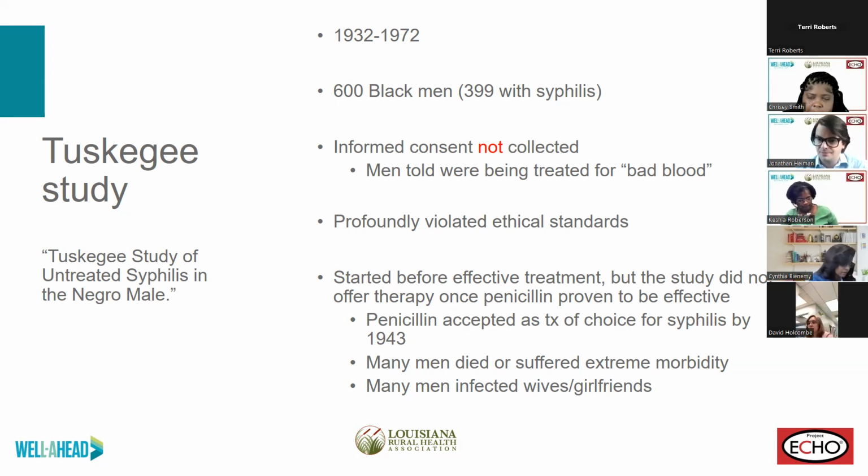They were subjected to blood draws, lumbar punctures. Many of the men passed this disease on to their wives and girlfriends, and almost all the men who had the disease suffered extreme morbidity if they didn't die from it itself. The study was not ended until 1972 when the AP broke this story, and it took some time, once this got into the public consciousness, to actually shut it down. Next slide, please.